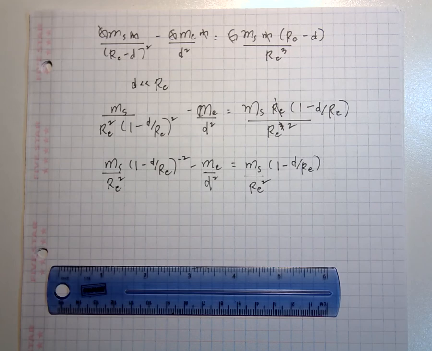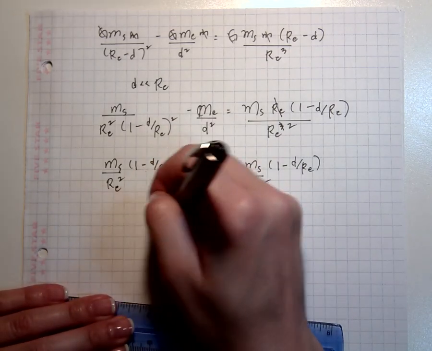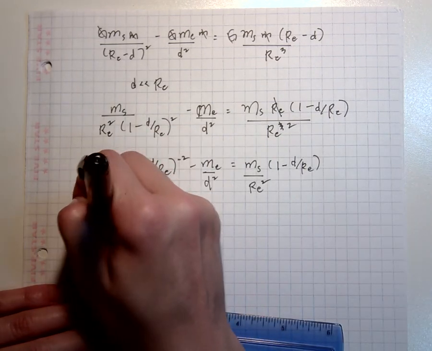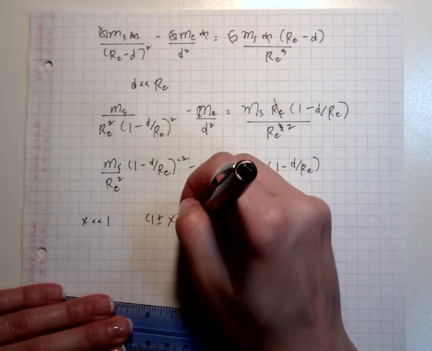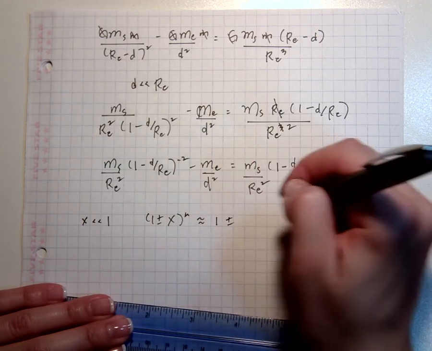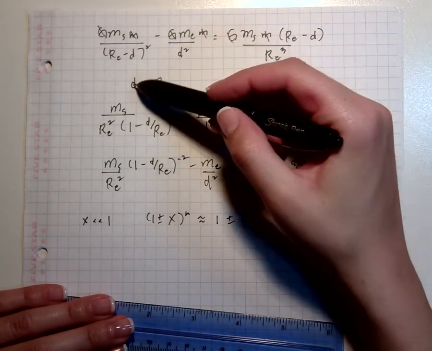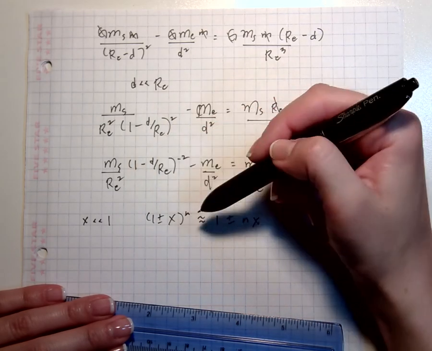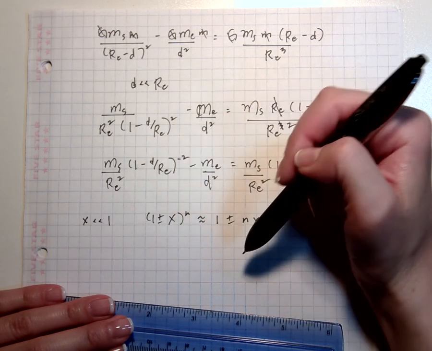So, what does the expansion say? Binomial expansion says if you have something that looks like 1 plus or minus x to the n, assuming that whatever x is, is much, much less than 1, this is approximately equal to 1 plus or minus n times that x. Now, if we assume that d is much, much less than r sub e, then in fact, in this term, d over r sub e is very, very small. So we could apply the binomial expansion to this term.